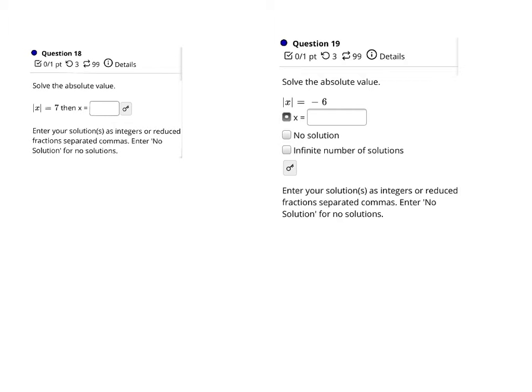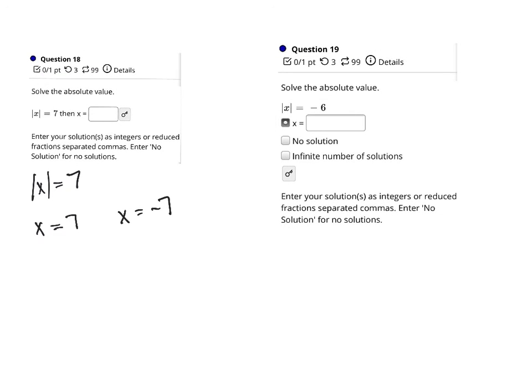Absolute value. Remember, the absolute value of a number is always positive. So on this, we have the absolute value of x equals 7. So what does x equal? Well, when we have the absolute value, we're going to take it out and put x equals 7. And then we're going to write x equals -7. So we're going to have the positive, and then we're going to write the negative. So that's going to give us two answers, 7 and -7.